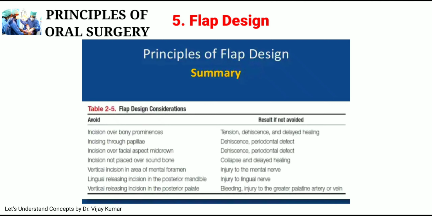After that, incision not placed over sound bone. Never ever place an incision over a defective osseous bone. It should be over the sound bone only. Incision is placed over sound bone, right? This line is written wrong. Incision should be placed over the sound bone, and you have to avoid giving incision on the defective bone.